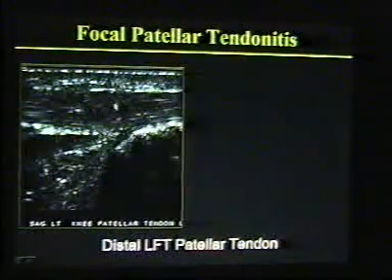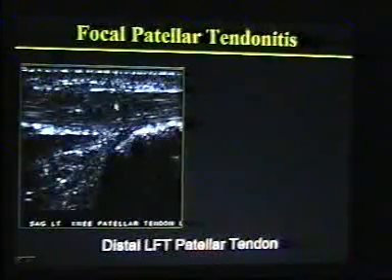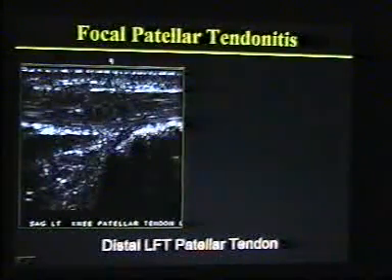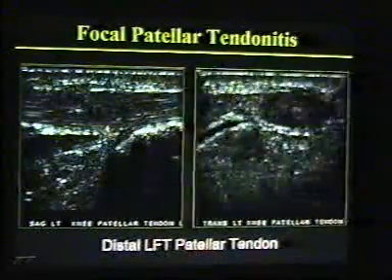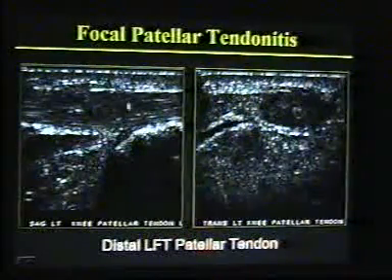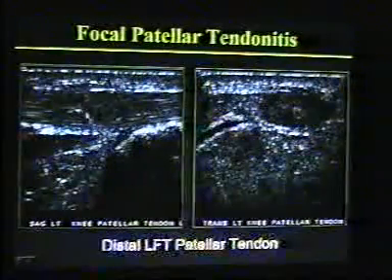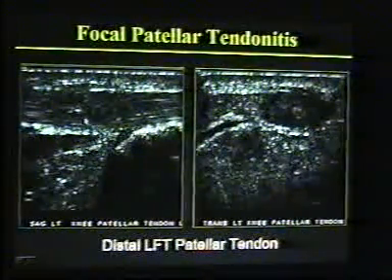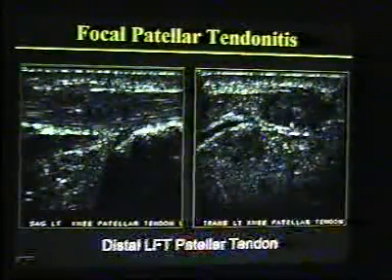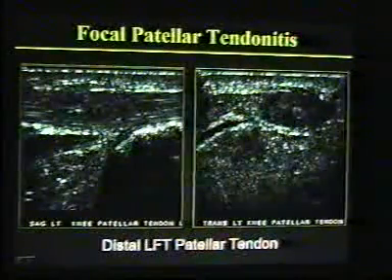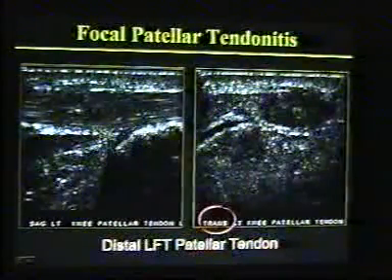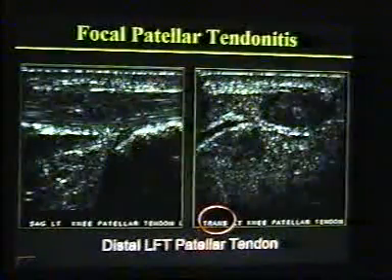Focal patellar tendinitis is another thing, and this is a case in the distal patellar tendon. You can see that a focal area is inflamed. It can be due to some trauma. There is inflammation indicating tendinitis. This is transverse and longitudinal view.